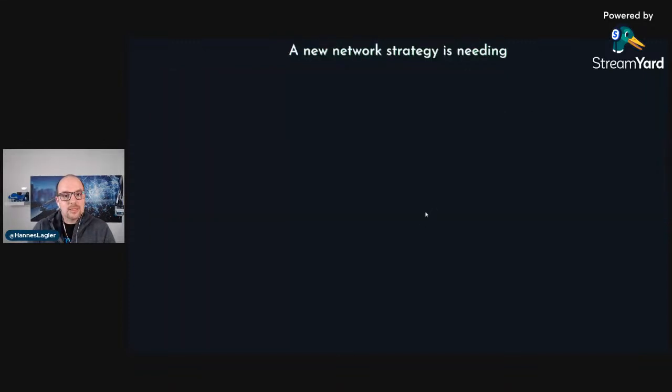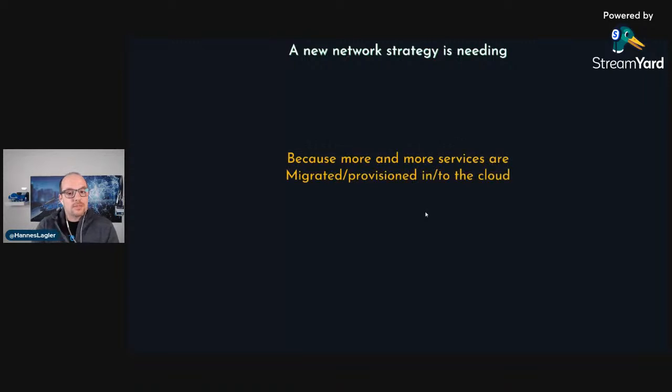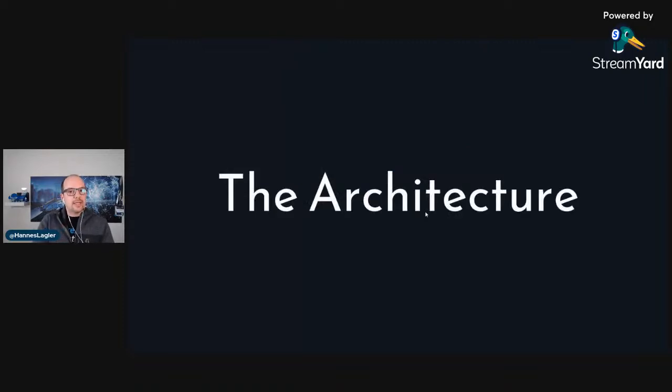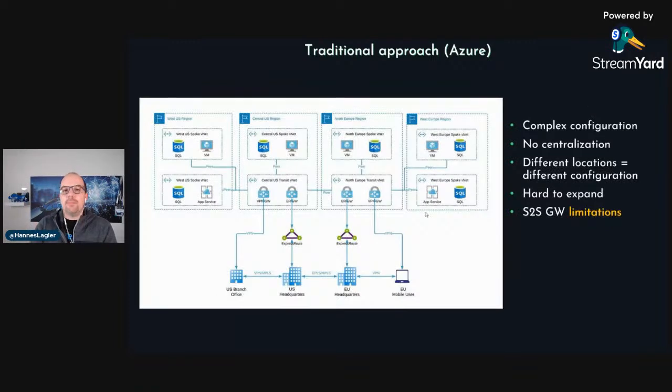The reason for that is that more and more services are being migrated or provisioned into the cloud. And this is the reason why we have to bring a new network strategy to our architecture. A new network strategy could be Azure Virtual WAN. When we think about new architecture from the cloud perspective, we have an old architecture. It's not really legacy, but it's an old architecture when we think about VPN gateways.